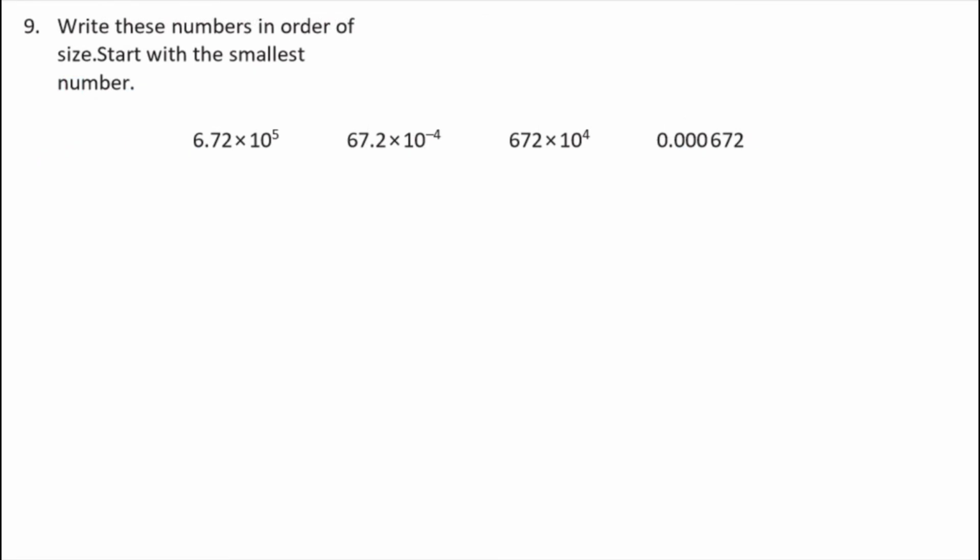Question 9, write these numbers in order of size. Start with the smallest number. When I first looked at these numbers, they all looked like they were in standard form, but they're not, are they? Because the decimal points are all in the wrong place. I think what I'm going to do is rewrite them all in standard form. That's going to be the easiest way to compare them, I think.